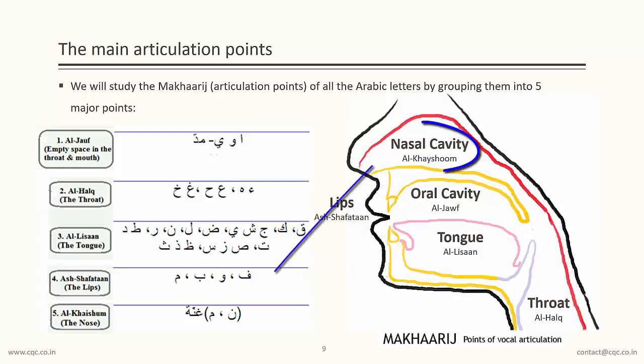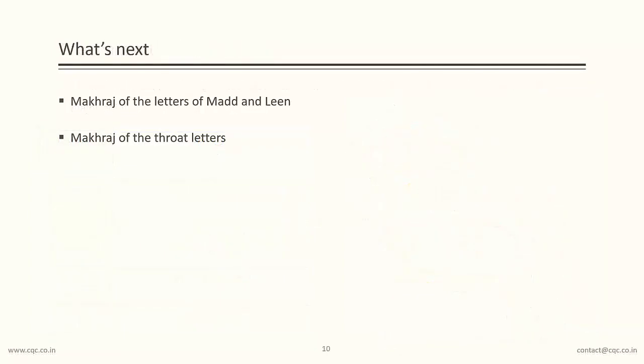And finally Al-Khayshum or the nasal passage. This passage is the source of the ghunnah or the nasalization, without which we cannot even recite the 2 letters Mim and Noon correctly, and Allah knows best. Inshallah, in the next session we will be covering in detail the makhraj of the letters that come out from the Jawf area and the Halq area.